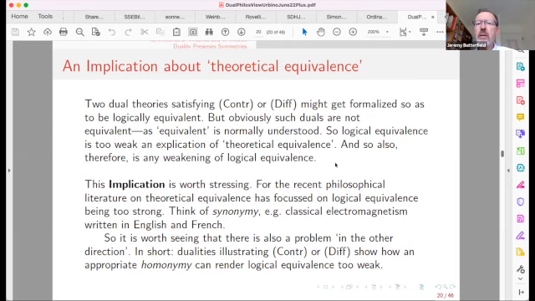I want to make the contrary remark, that logical equivalence is sometimes too weak, and dualities provide examples. Two dual theories that satisfy either my contra or my diff could get formalized in such a way that they end up being logically equivalent. But no physicist or scientist thinking about them would call them equivalent, because the word equivalent, as normally understood, makes the same claims about the world. So I want to exhibit to you how logical equivalence is in that sense too weak. There will be cases of theoretical inequivalence which are going to get classified as logically equivalent. And this criticism that I'm about to make of logical equivalence will, of course, apply to anything that is even weaker.